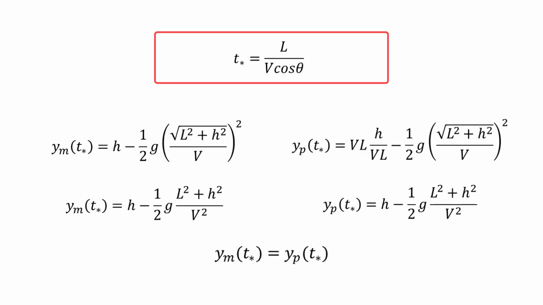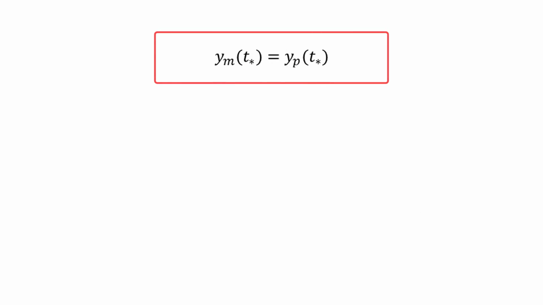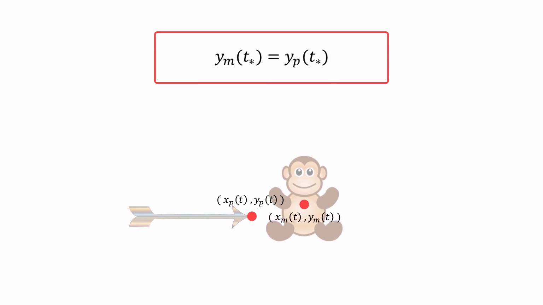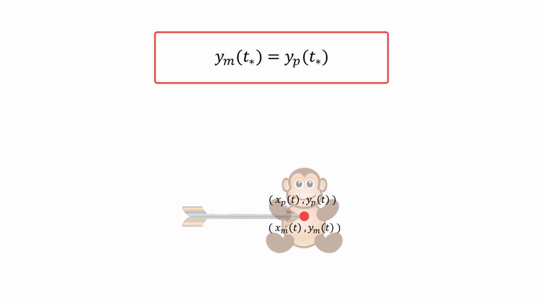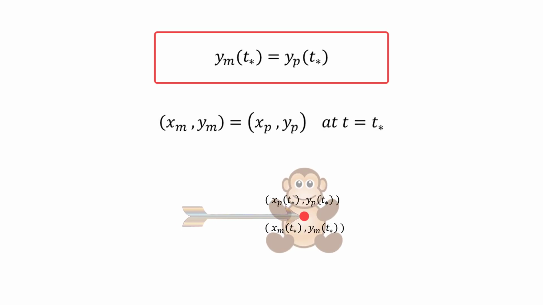So what this means is that no matter how far the hunter is from the monkey, or how high up in the tree the monkey is, or even how fast the projectile is fired, after the projectile travels for t-star seconds, it will hit the monkey and the monkey will die.